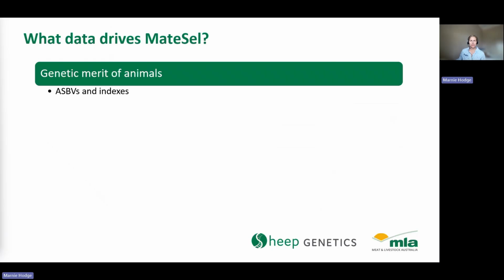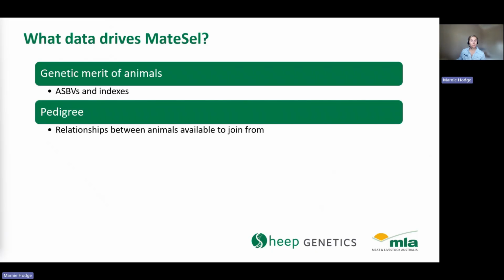So what information is MateSel using when it looks at the potential matings and potential progeny of those matings? So obviously the genetic merit of animals. Any animal that's in the Sheep Genetics analysis, MateSel can pull their ASBVs and their indexes from. It obviously looks at pedigree as well because we're wanting to balance that genetic diversity whilst also making genetic gain. So MateSel is able to pull relationships between all animals within the specific analysis that you're running, so whether that's Merino Select or the maternal or terminal analyses.